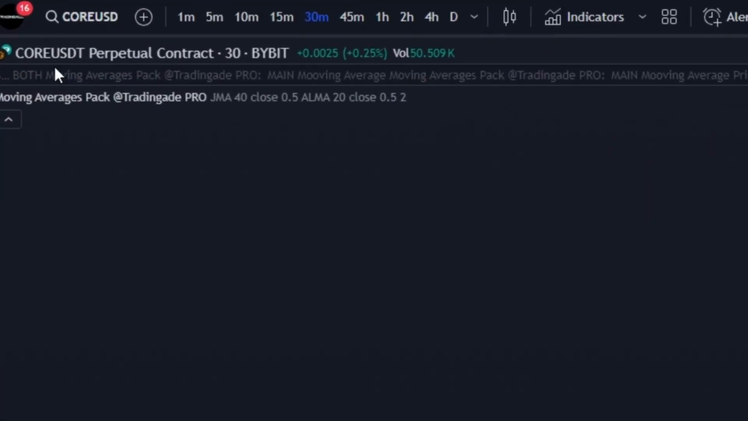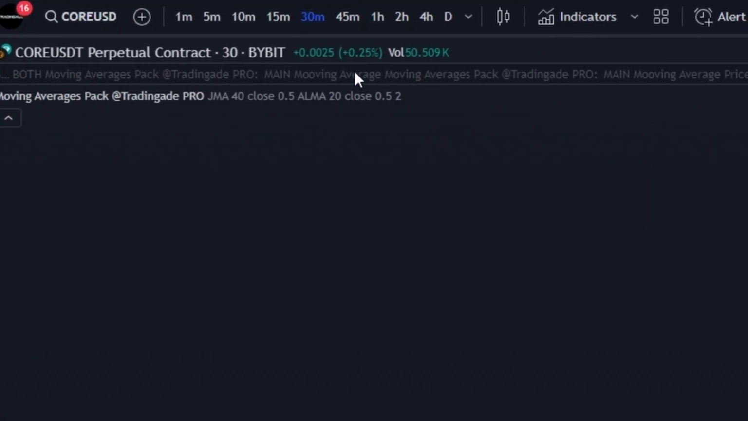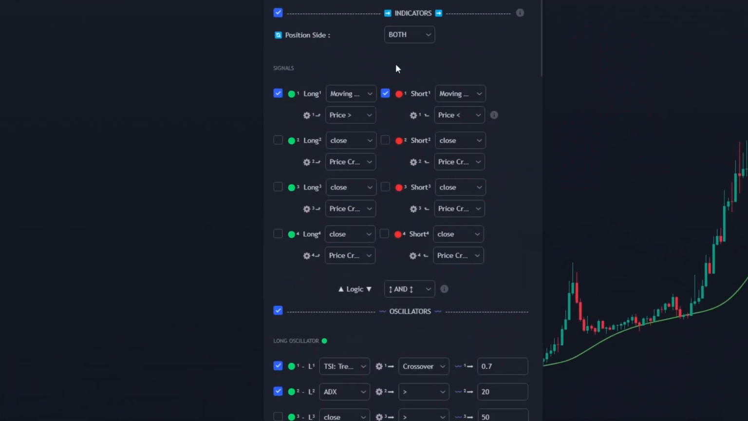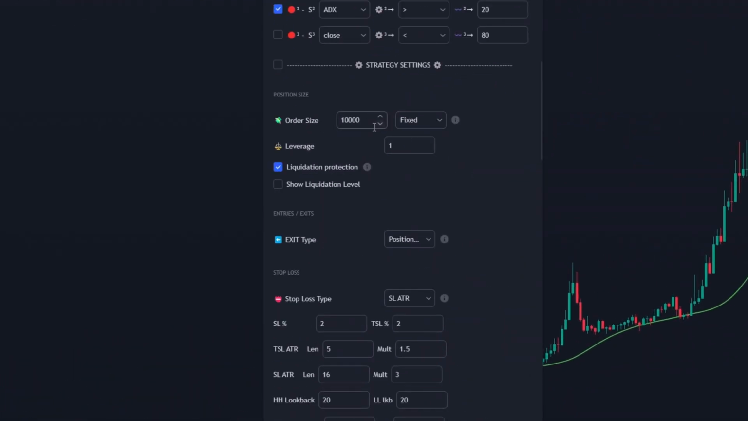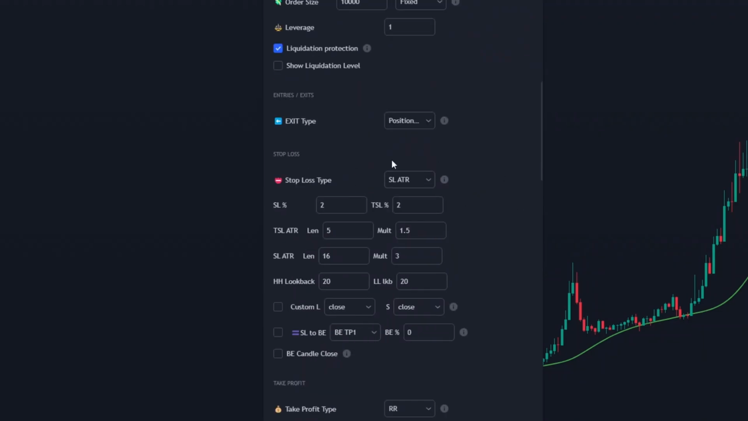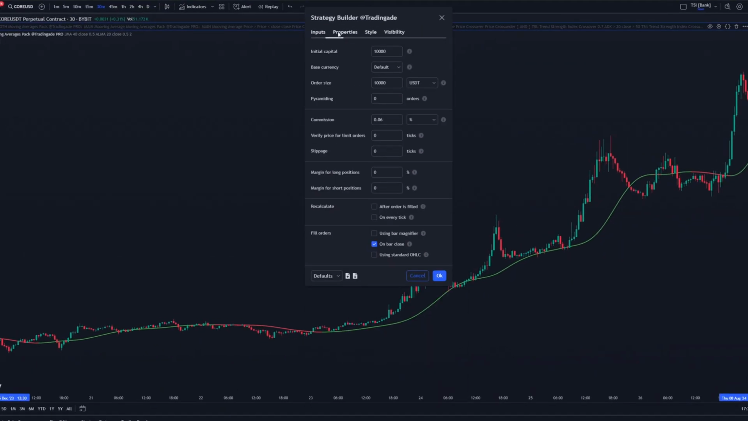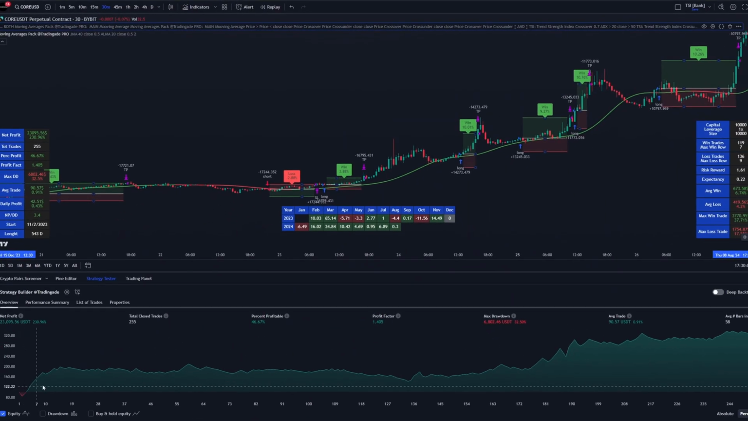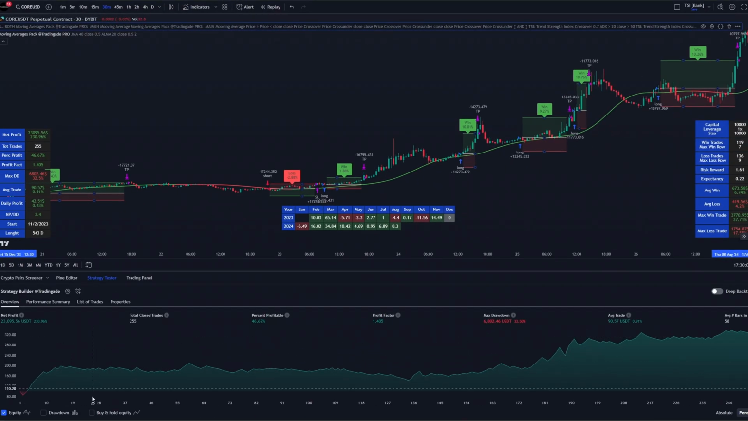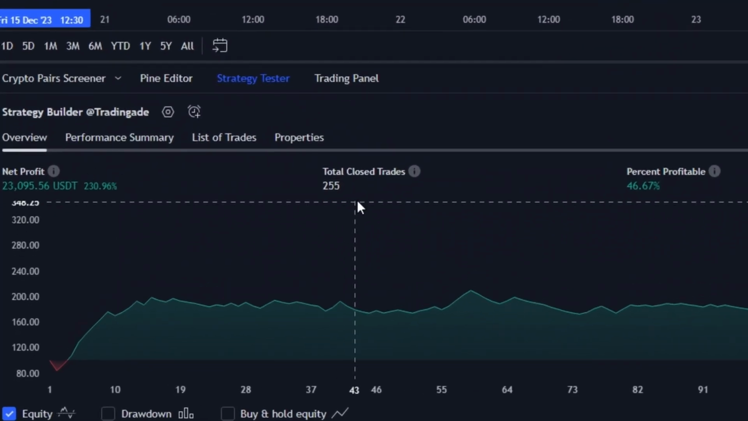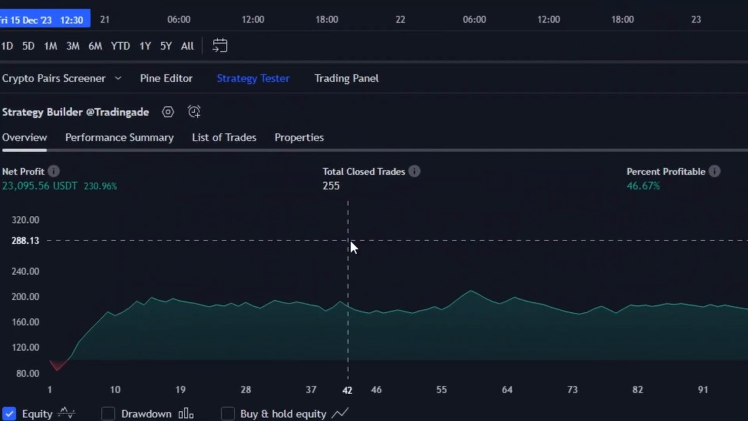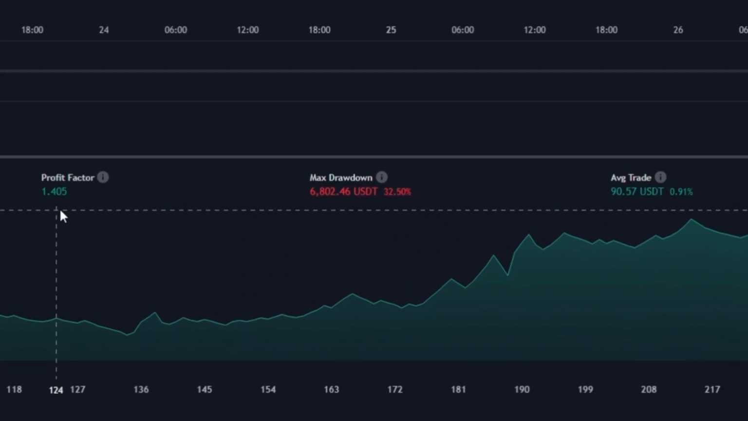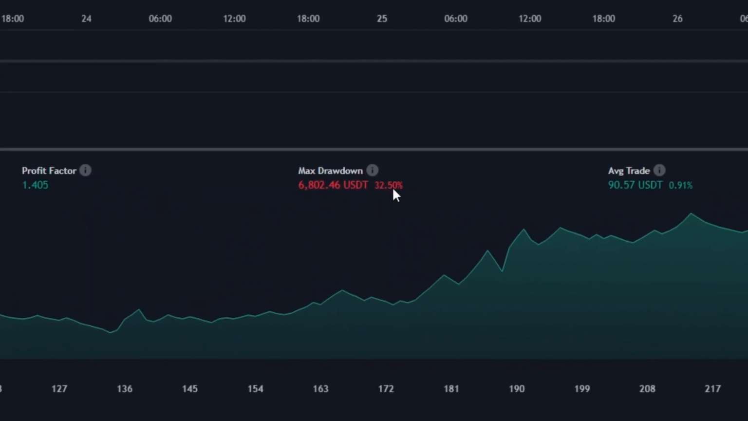We are on CORE USDT, 30 minutes time frame, on Bybit exchange. We're gonna open both long and short positions, order size $10,000 with fixed amount, 1x leverage, no leverage applied, stop loss ATR, risk reward 1.5, initial capital $10,000 and 0.06% commission. And as you can see guys, we have a good equity line, 230% net profit, 255 trades, 46% win rate, 1.40 profit factor, 32.5 max drawdown, and 0.91 average trade.